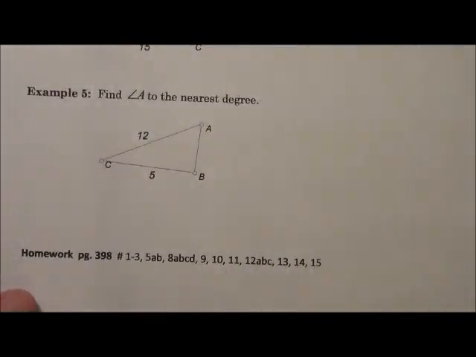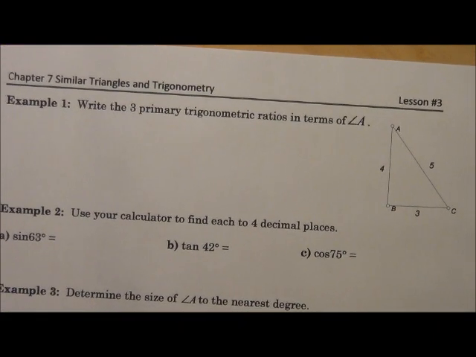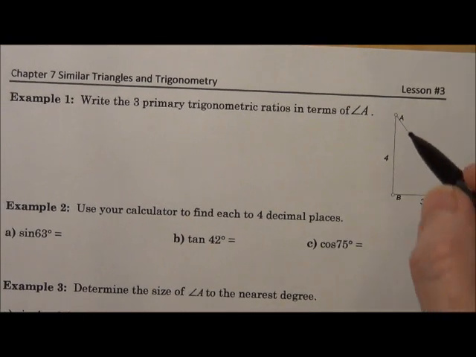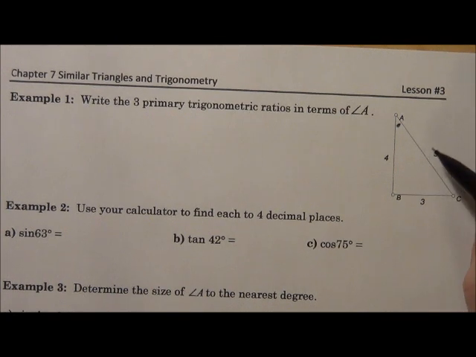Alright, let's see how this all comes into play. Write the three primary trigonometric ratios in terms of angle A. Well, angle A is right here. So we have to identify the opposite, the adjacent, and the hypotenuse sides in relation to angle A, our reference angle.